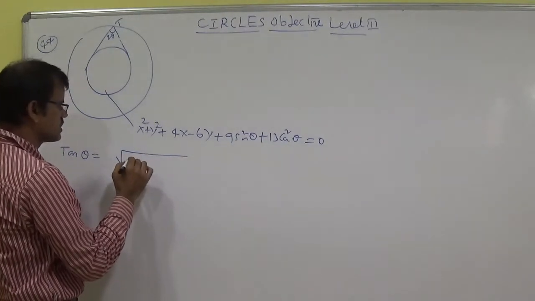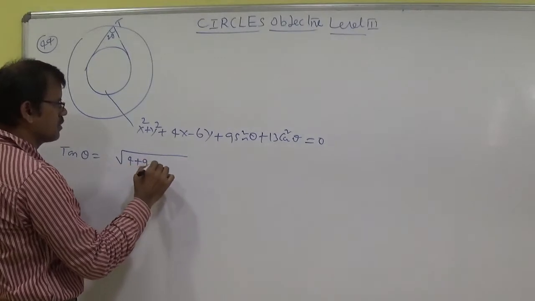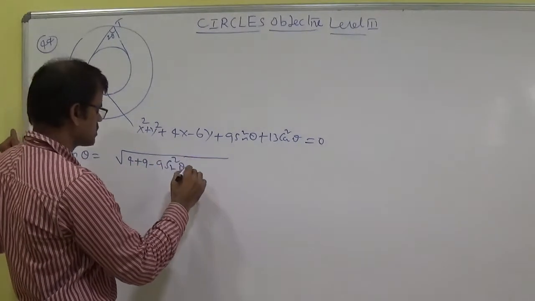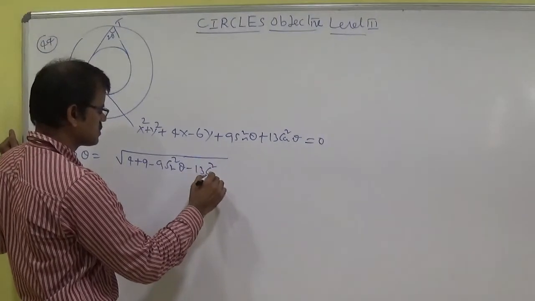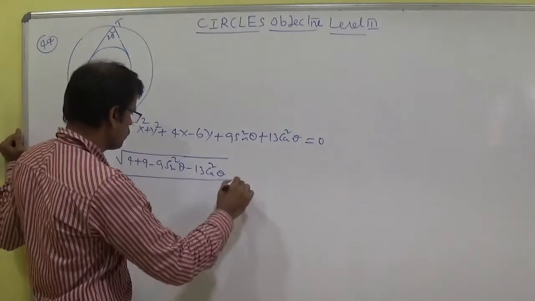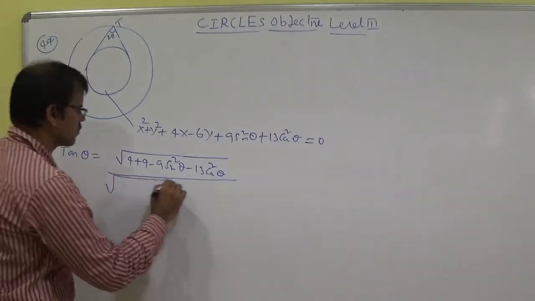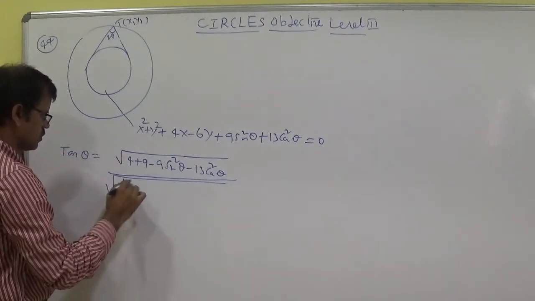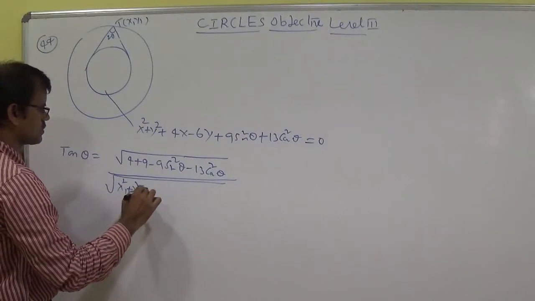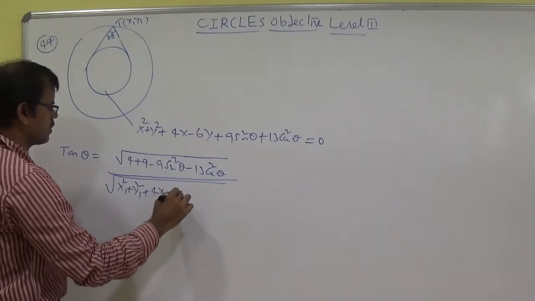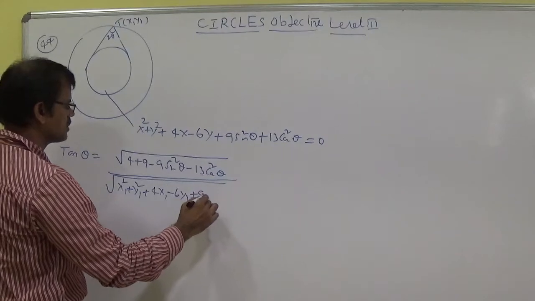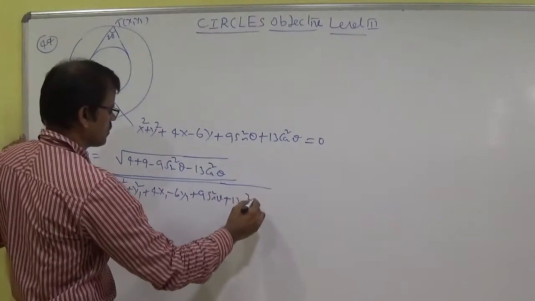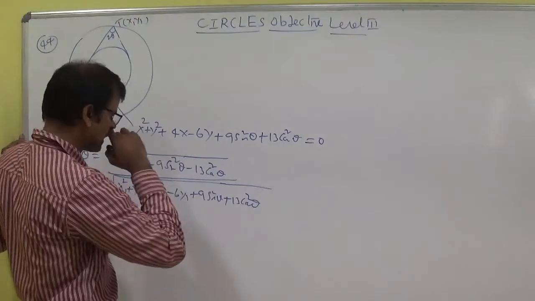g square plus f square minus c, that is 4 plus 9 minus 9 sin square theta minus 13 cos square theta, whole by root of s11. Let the point T be (x1, y1). So you can write here x1 square plus y1 square plus 4x1 minus 6y1 plus 9 sin square theta plus 13 cos square theta.